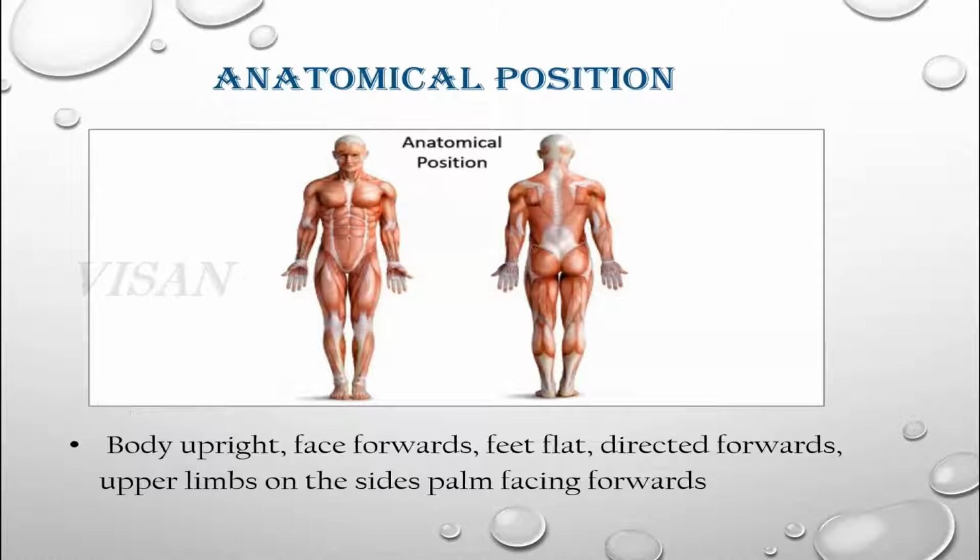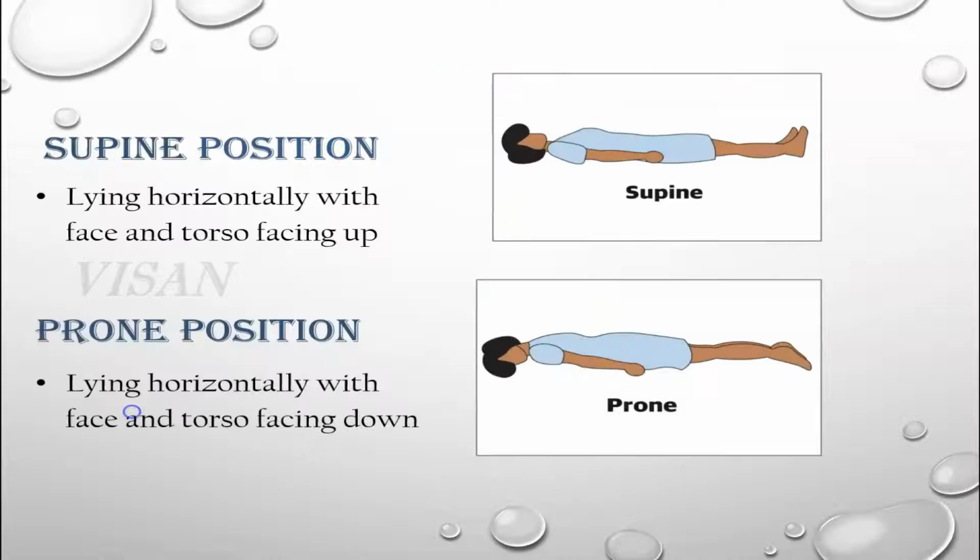The basic position to learn about anatomy is anatomical position, because we'll be learning about the bones, the structures that is present in the body, its relations, everything in relation to the anatomical position. Anatomical position is where the body will stand upright, face facing forwards. The feet will be flat on the ground, directed forwards. The upper limbs will be lying on the sides of the body and palm facing forwards. It is the normal standing position with the palm facing forwards.